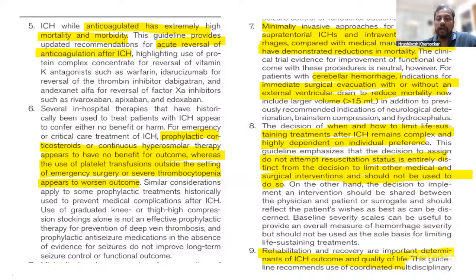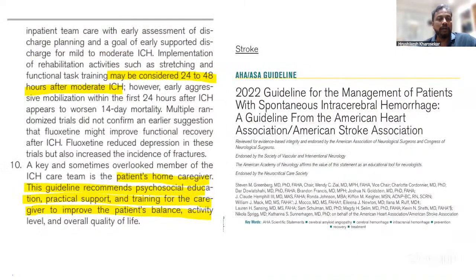Rehabilitation and recovery are important determinants of ICH outcome and quality of life. So they have given importance to rehabilitation and recovery of the patient. The timing of rehabilitation, like stretching and functional training, may be considered after 24 hours. Before 24 hours, it is not recommended. It is usually recommended after 24 to 48 hours. And a key, sometimes overlooked part of ICH management is the patient's home caregiver. The guideline recommends psychosocial education, practical support, and training of the caregiver to improve the patient's balance and activity. So these are the guidelines given by the American Stroke Society.